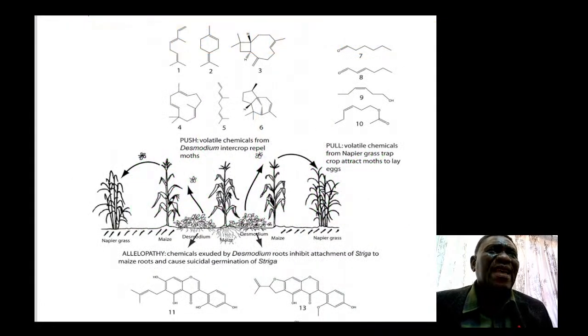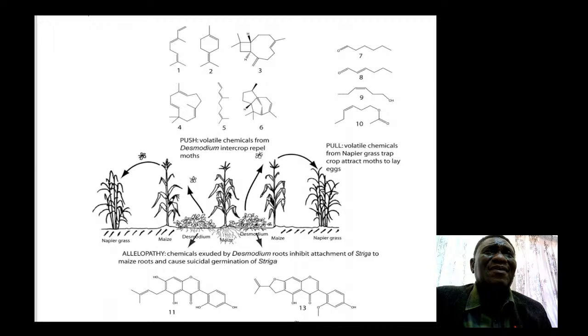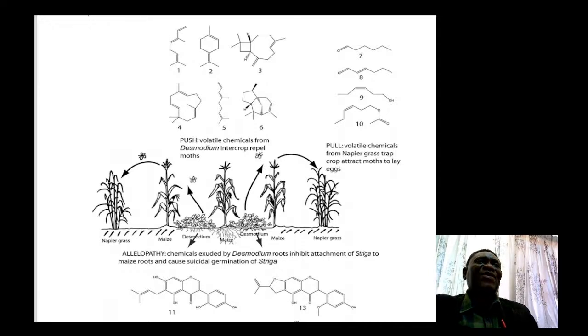Here we've got maize and napier grass. We've got maize surrounded by napier grass, but also maize intercropped with desmodium. Now this desmodium is driving away the stem borers from the maize crop, and it is also producing chemicals which affect the striga.